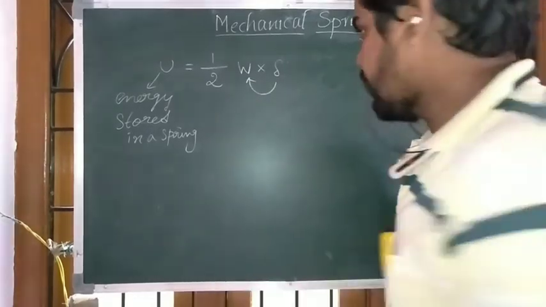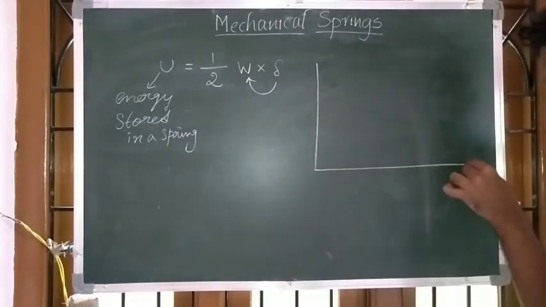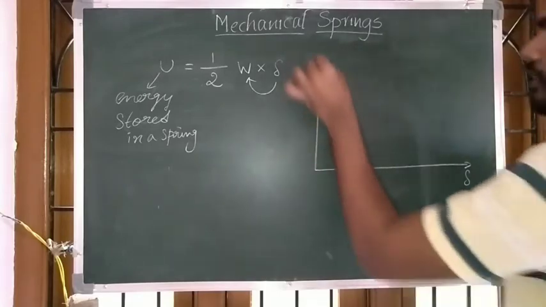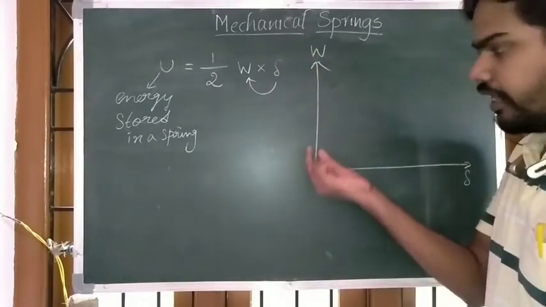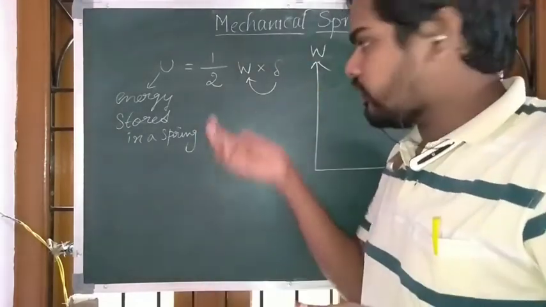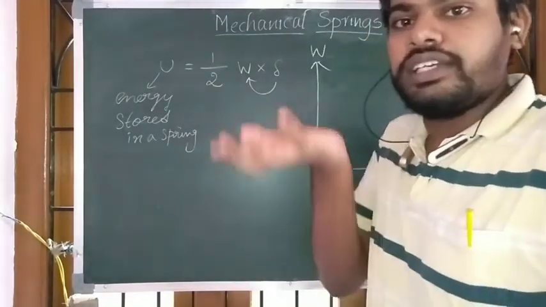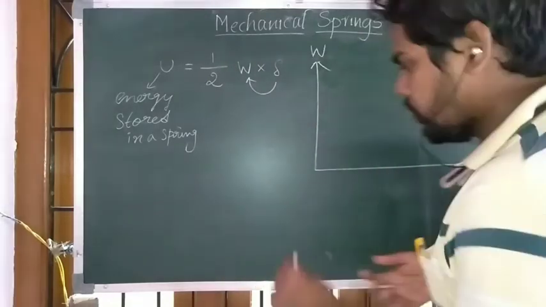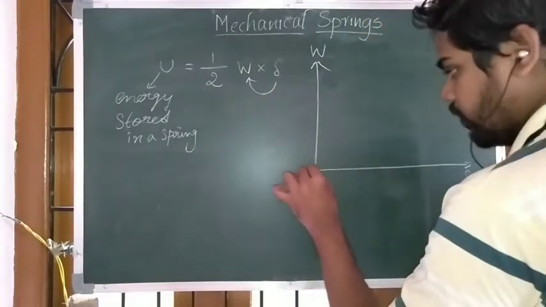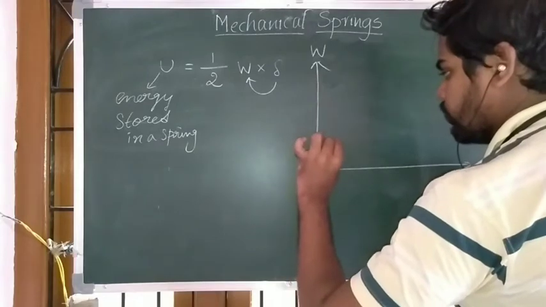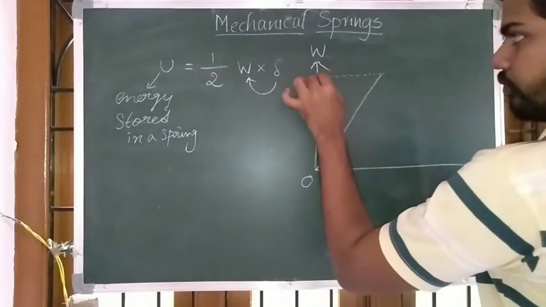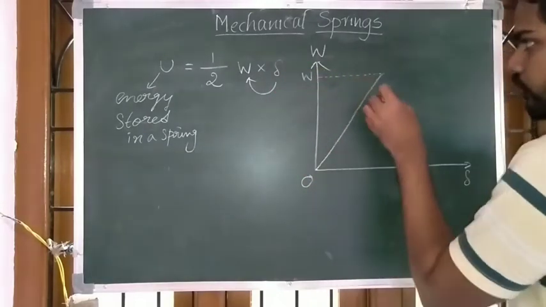Now let us plot a graph between the deflection delta and the load W. Let us take deflection on the x-axis and load W on the y-axis. Let us say the axial load is applied gradually. I applied the load gradually here, and gradually means it will increase slowly, from 0 to some W.